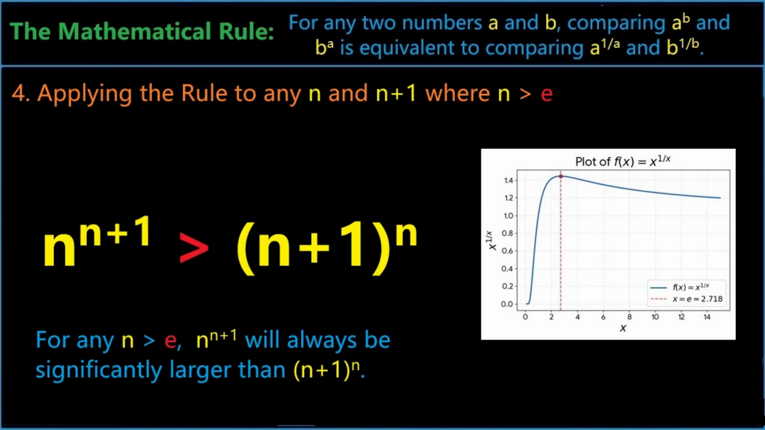Now let's apply this rule in general. Consider any number n, and the next integer n plus 1, where n is greater than e. Since the function x to the 1 over x is decreasing for values larger than e, we get this inequality: n to the power of n plus 1, is greater than n plus 1 to the power of n. The graph of x to the power of 1 over x explains why this always holds. So for any n greater than e, n to the power of n plus 1 will always be larger than n plus 1 to the power of n. Bigger exponent beats bigger base, once you're past e.